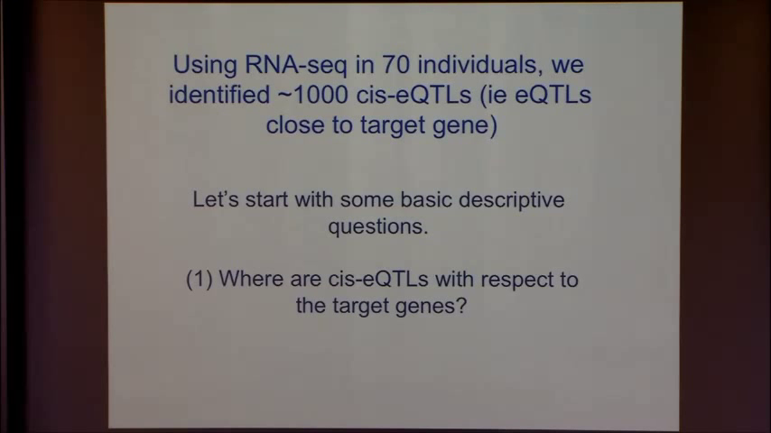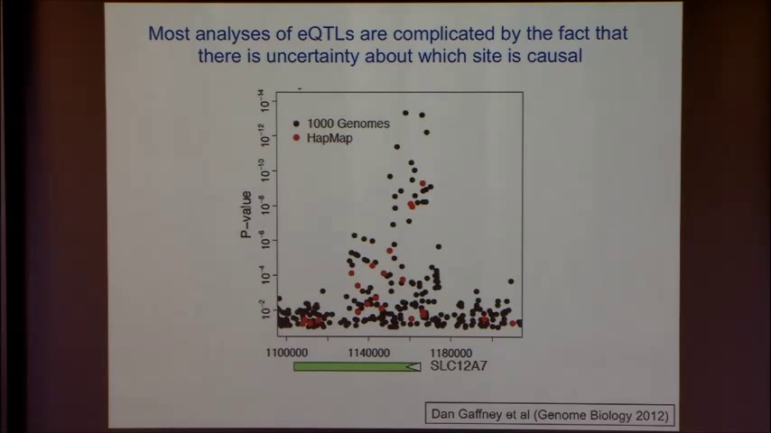So one of the first kinds of questions you might ask is just very basic descriptive questions. What's the context of the variants that cause eQTLs? First of all, where are they with respect to the genes that they regulate? Now, it turns out this isn't a totally straightforward question to answer because of linkage disequilibrium.